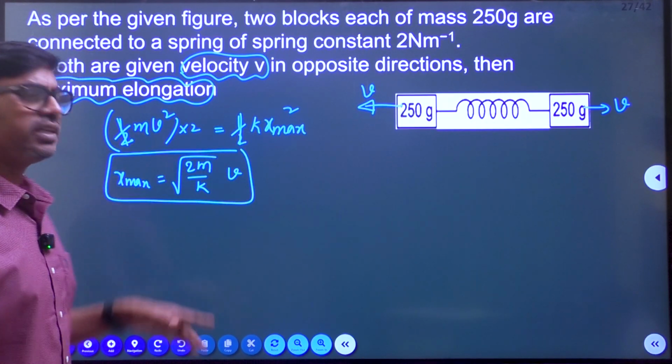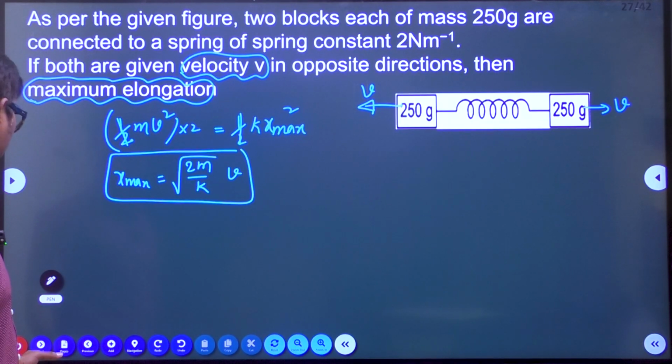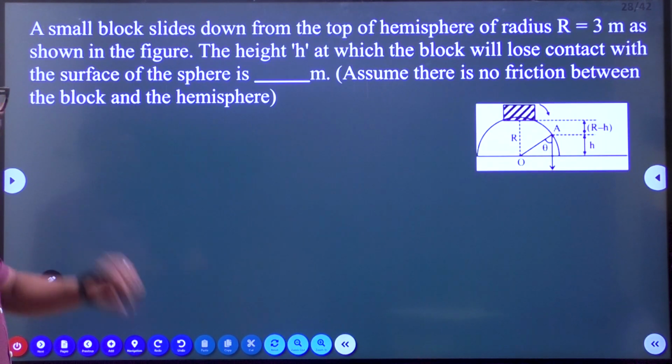So when will the maximum elongation be? At the extreme position. And at extreme position, speeds are zero, kinetic energy is zero. That's the idea. Okay. Next.